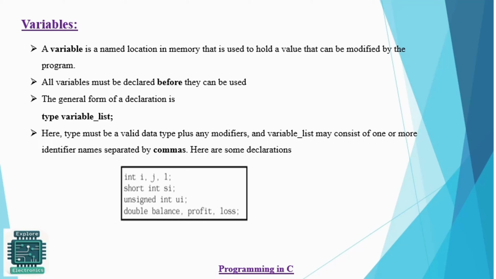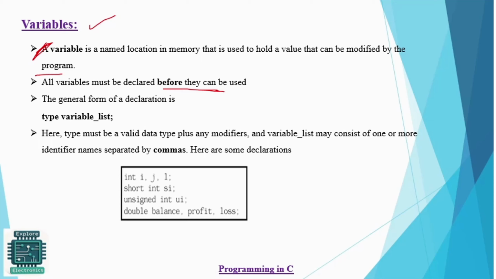Now the next concept is variables. A variable is a named location in memory that is used to hold a value that can be modified by the program. This is the definition of a variable. It is important, please make a point: all variables must be declared before they can be used.